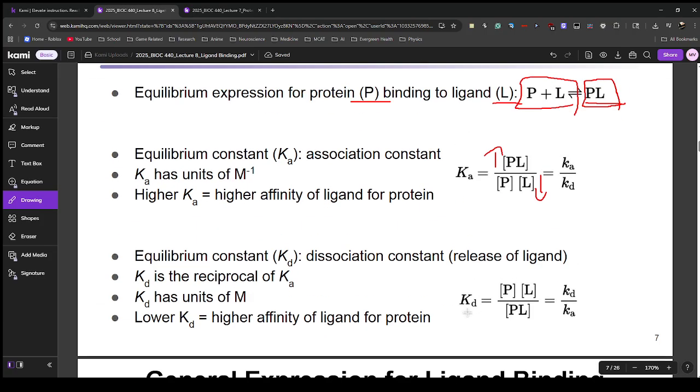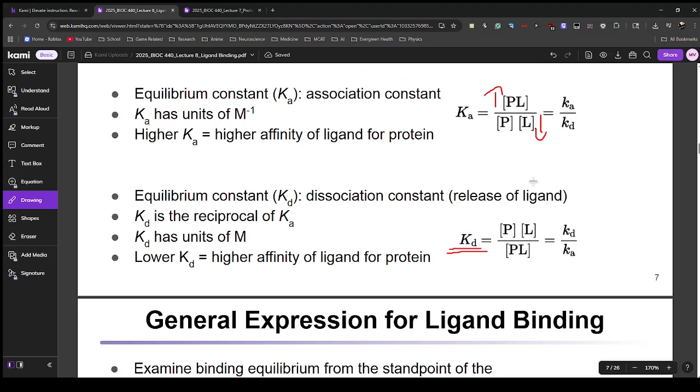On the other hand, we have Kd, which is actually what we generally use for measuring affinity. It's the opposite, right? We're measuring if there's a lot of this and little of the protein-ligand complex and a lot of the protein and ligand separately, we know that there's not a very high affinity for our protein, right?